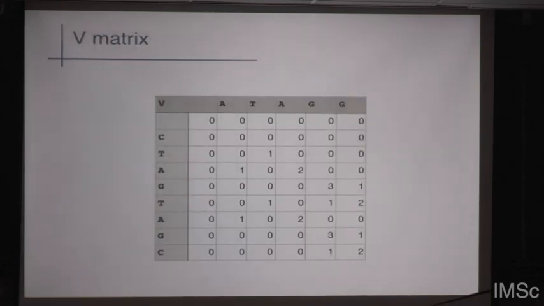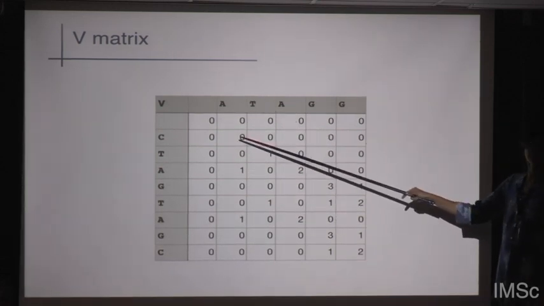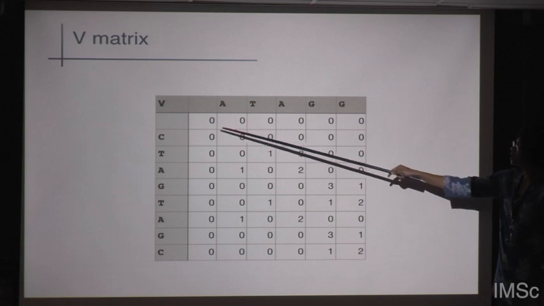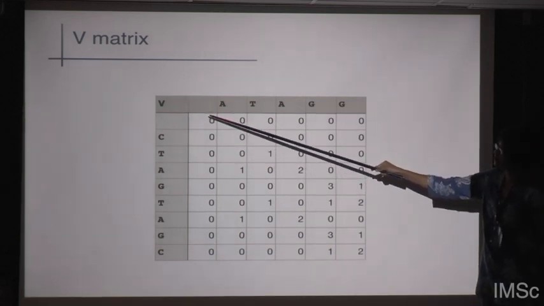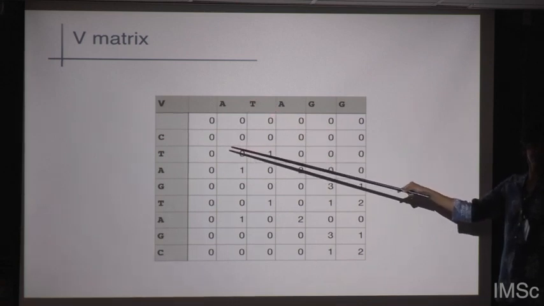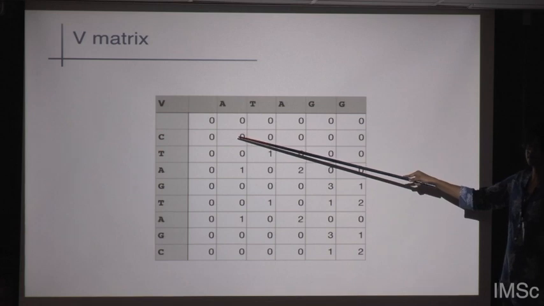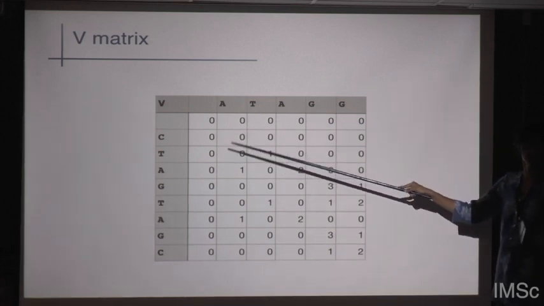Okay. So these zeros are okay. When you're doing this one, you are either extending this guy and matching A and C, which is a negative number, or extending this one with a gap, which is again a negative number. So it's a 0.